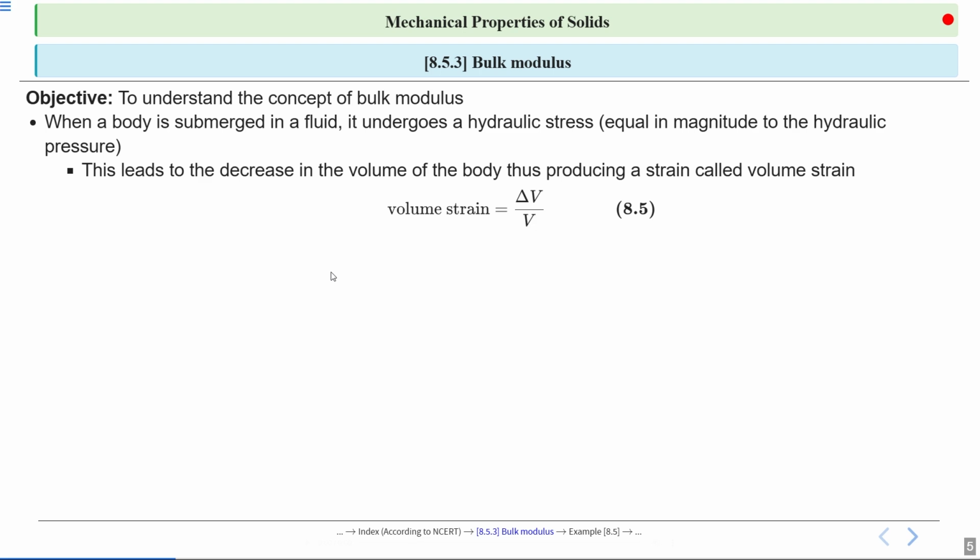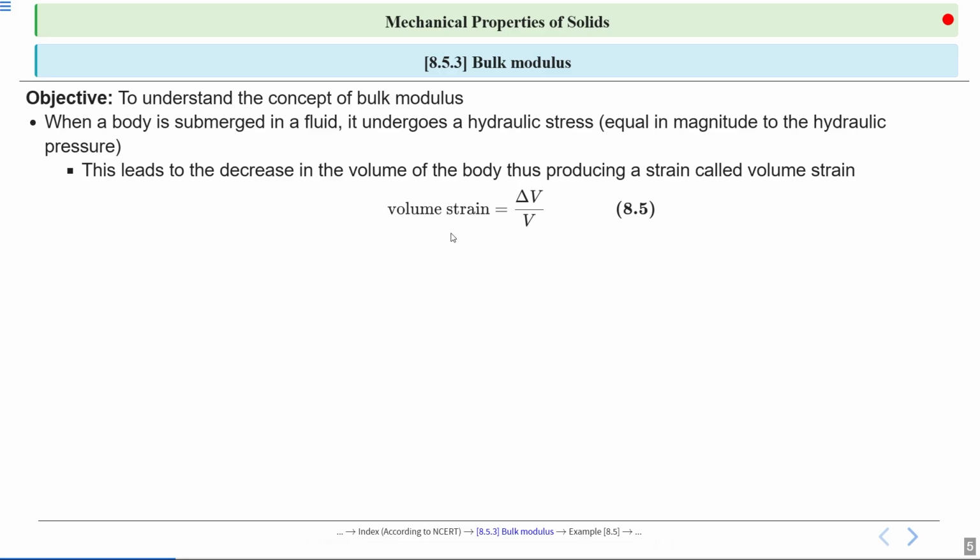Volume strain is defined as the change in volume divided by original volume. We can say volume strain is equal to delta V divided by V. Here delta V is the change in volume and V is the original volume. Both are measured in cubic meters. So think about it. What will be the unit?